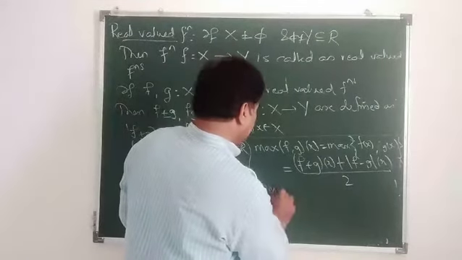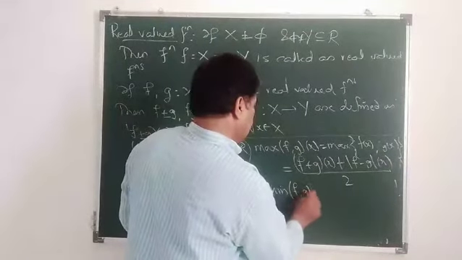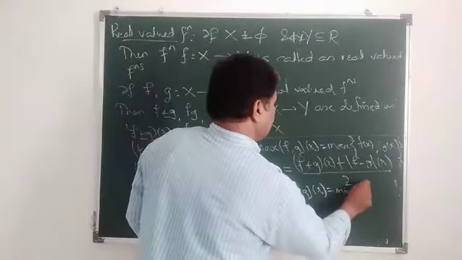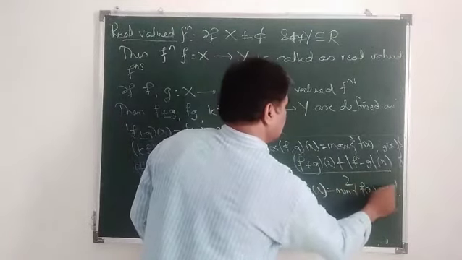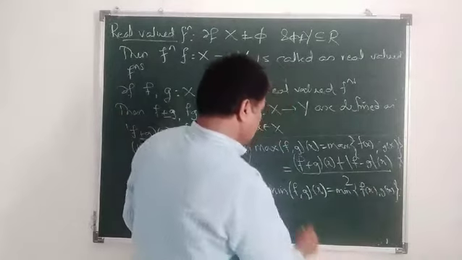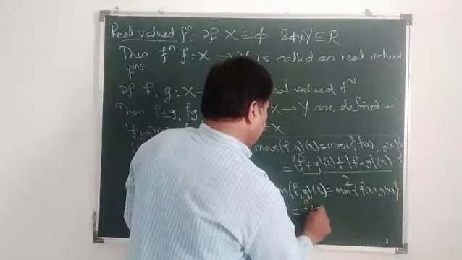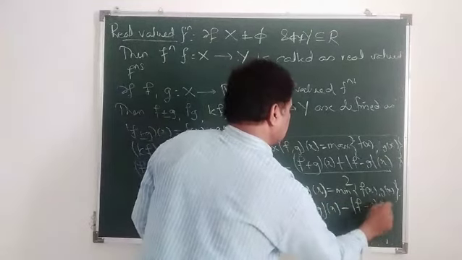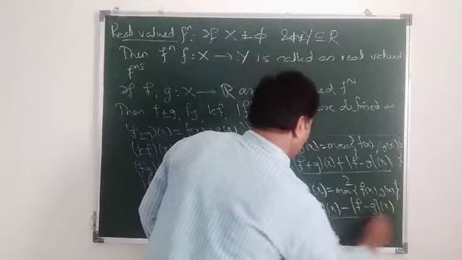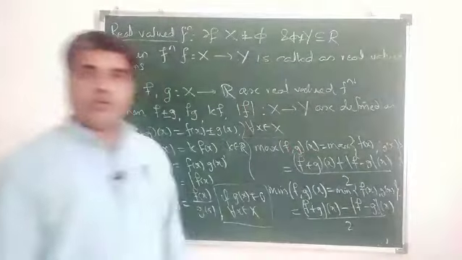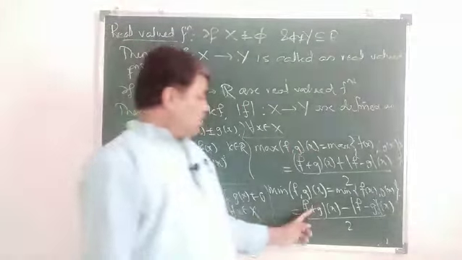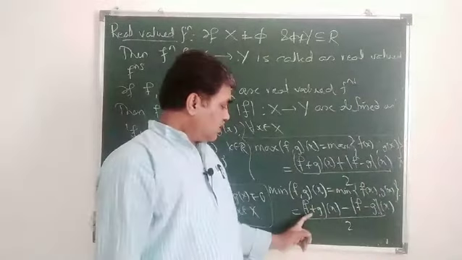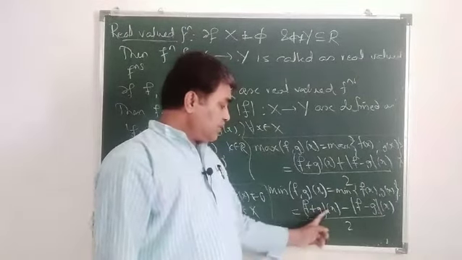Minimum of fg of x function is nothing but minimum of fx comma gx, those two elements, which is equal to f plus g of x minus mod of f minus g of x upon 2. If minimum is fx, then this is fx plus gx.